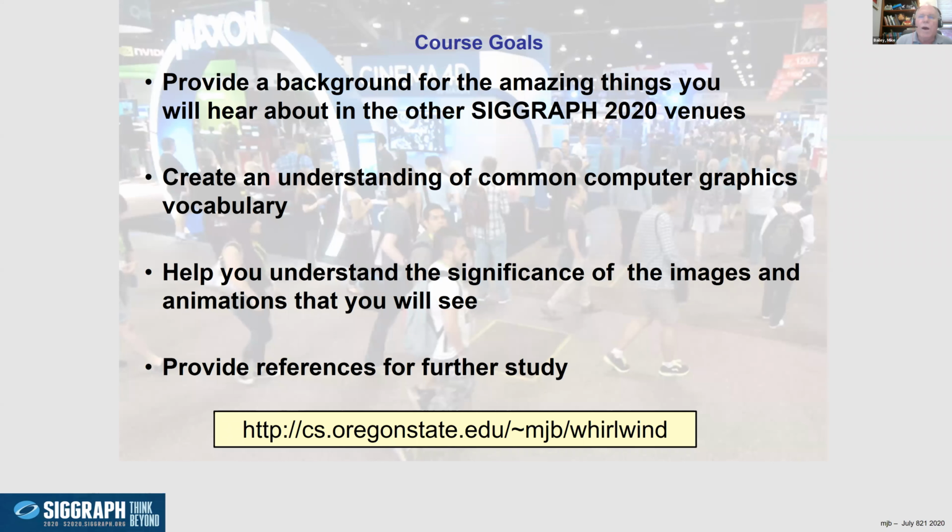All right, so why are we here? What is this course all about? Well, the course is to provide a background for the amazing things that you'll hear and see in the other SIGGRAPH 2020 venues, and to create a common vocabulary. That is, we can appreciate these other venues a whole lot more if we understand the words that they're saying. And again, that's part of what we're going to do here.